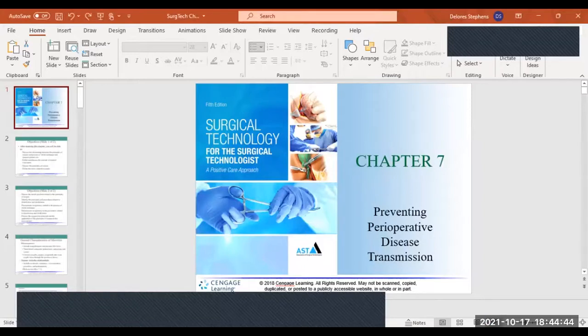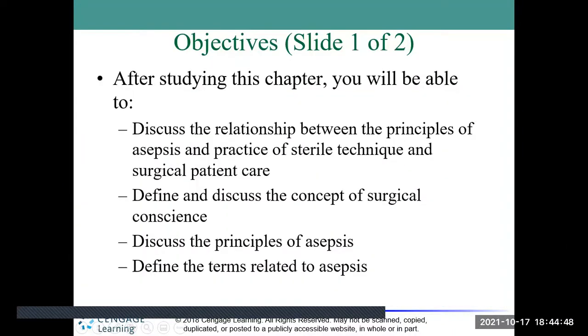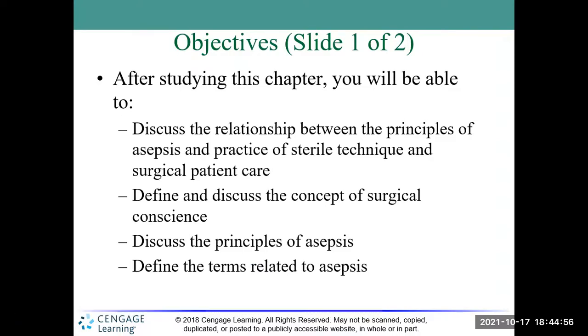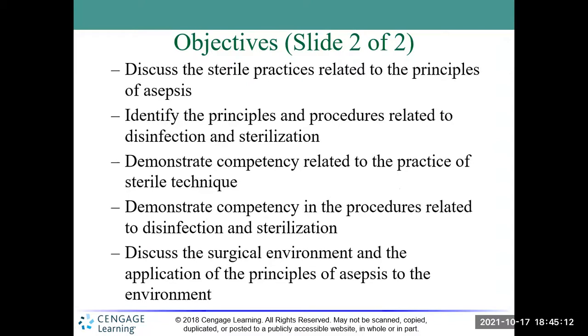Okay, this is a pretty lengthy chapter with a lot of material, so we're going to dive right in. After studying this chapter, you're going to be able to discuss the relationship between the principles of asepsis and the practice of sterile technique and surgical patient care. You'll also be able to discuss the concept of surgical conscience and define that, and the principles of asepsis and the terms related to asepsis.